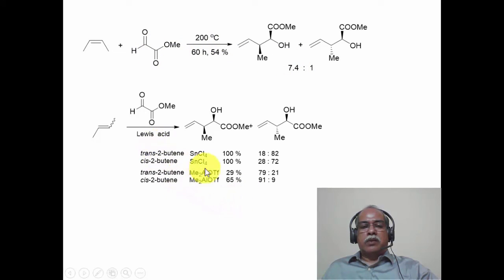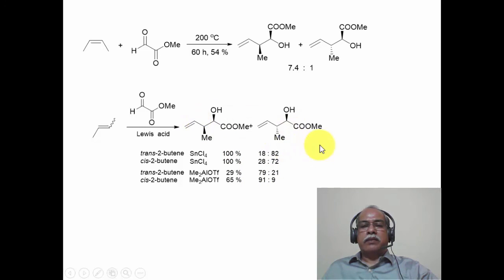When you do a catalysis using either tin chloride or methyl triflate, depending upon the Lewis acid catalyst, the regioselectivity is changed, the stereoselectivity changes. For example, when tin chloride is used with cis-2-butene, the product that is formed is the major product, which arises from the endo selectivity. Whereas when cis-2-butene or trans-2-butene is used with methyl triflate as the Lewis acidic reagent, the product arising out of the exocyclic transition state is the major product in this case.